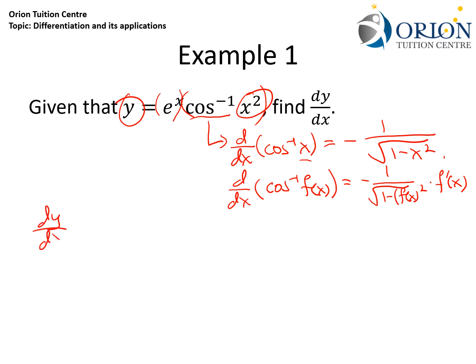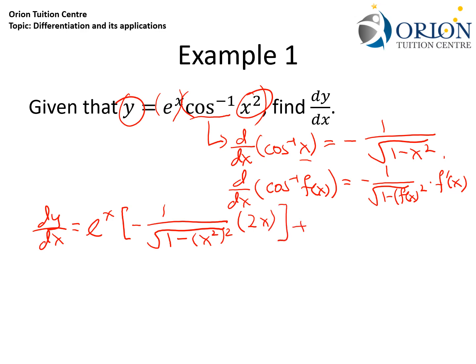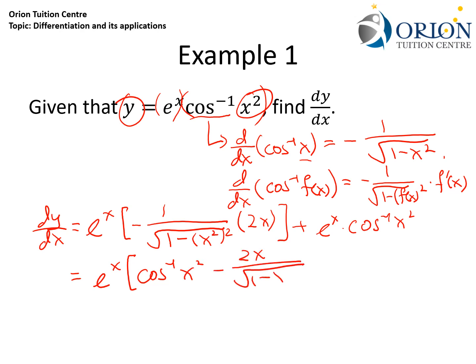So we have dy over dx equals to, and we do product rule, I'm going to keep e^x first, and differentiate cos inverse x squared, which gives me negative 1 over square root 1 minus (x squared) squared multiplied by 2x, plus, now if I differentiate e^x, I still end up with e^x, and I keep cos inverse x squared. And if I simplify everything, I should get e^x cos inverse x squared minus 2x e^x over square root 1 minus x to the power 4. And that's it.